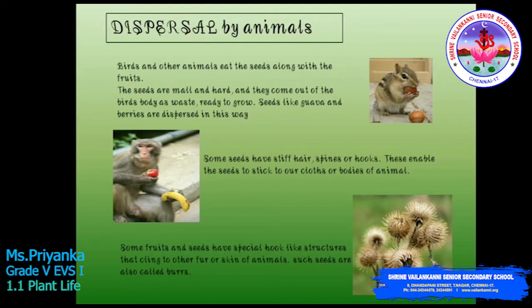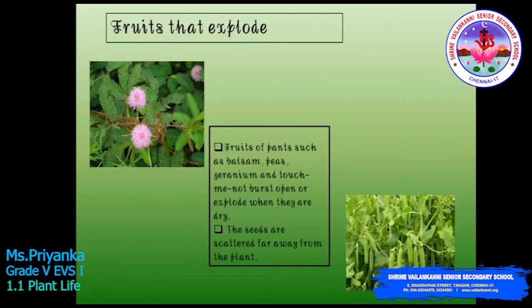Another thing is, some seeds have stiff hair, spines, or hooks, which attach to clothes or the skin. So, they are carried long distances. Some fruits and seeds have special hook-like structures that cling to the fur or the skin of animals. Such seeds are also called burrs. See, I've given a hook-like thing in the last picture, right?